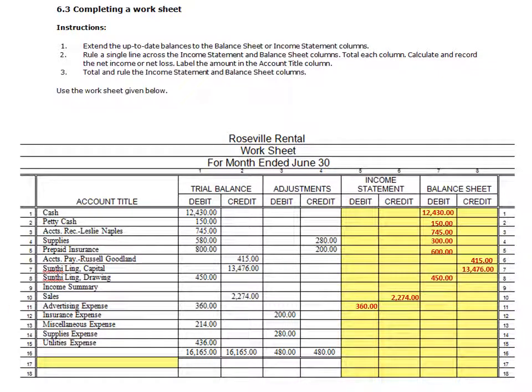Now if you look at insurance expense, it doesn't have a trial balance, but it has a debit adjustment of $200. Not a problem. We're going to just take that and move that to a debit balance in the income statement column. Same thing with our miscellaneous expense and supplies expense. 0 plus a debit balance is going to give me a debit balance of $280. And then my utilities expense of $436. Now, what I need to do now is I'm going to take and I'm going to add up these columns.